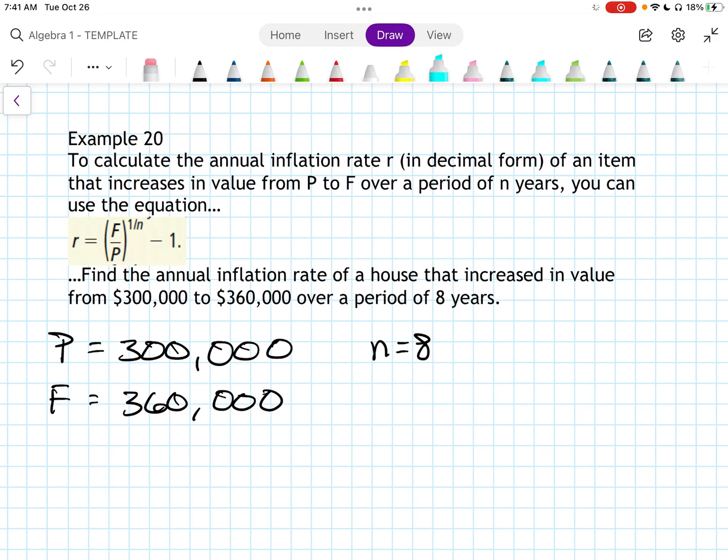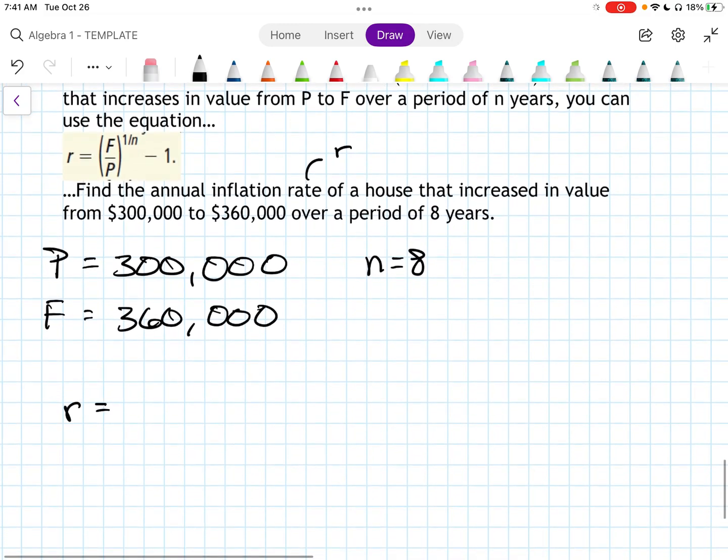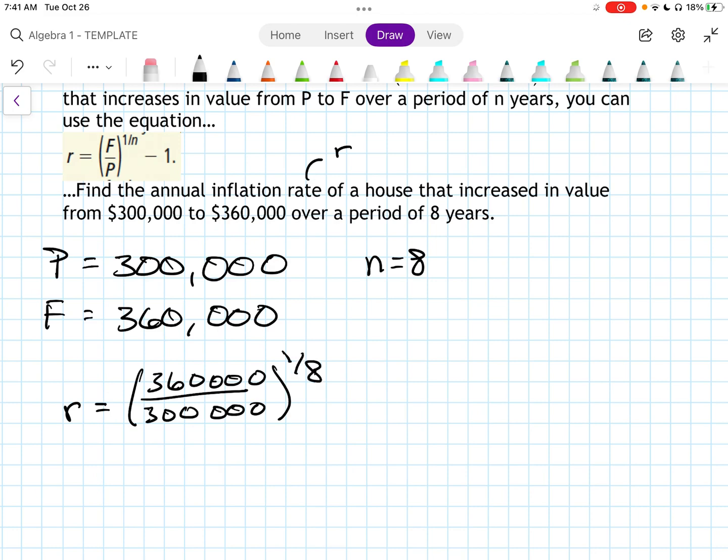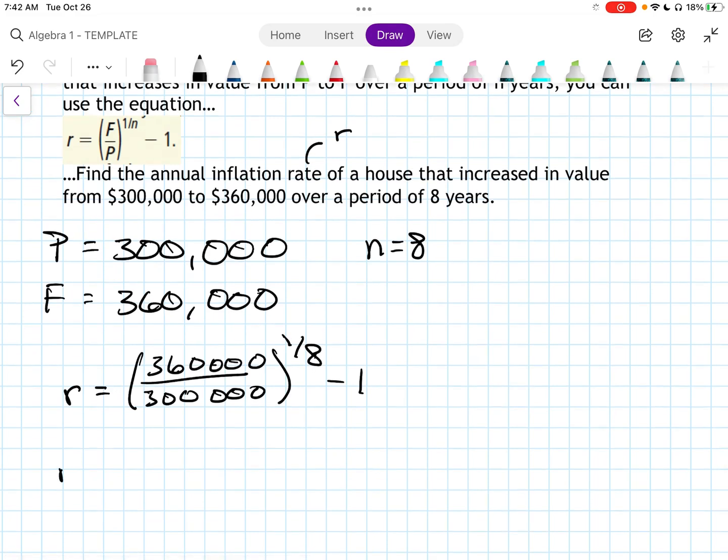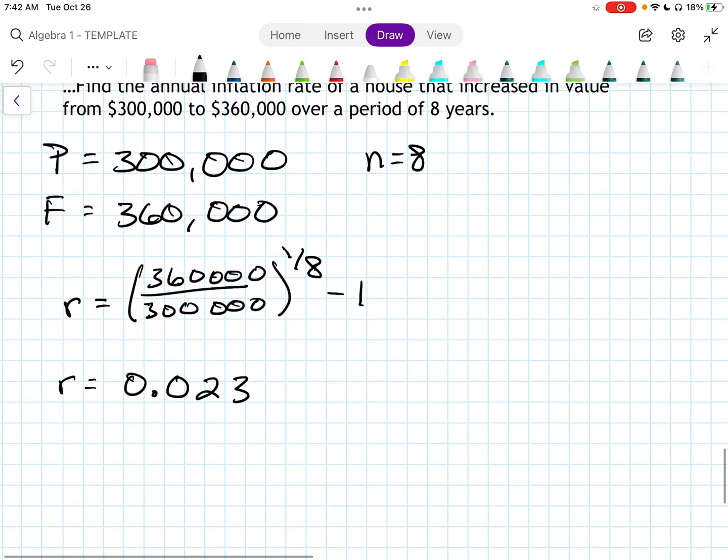So it wants us to find the inflation rate R, right? This is R. And all we're going to do is plug into that formula. So we're going to have R equals F, 360,000, over P, 300,000. And then it's 1 over N, so 1 over 8, and then minus 1. Well, you can just type that in a calculator and it will give you R equals 0.023. So that's written in decimal form, and to convert it to a percent, you move the decimal point 2 spots, so this is 2.3, and then you put a percent symbol after it.